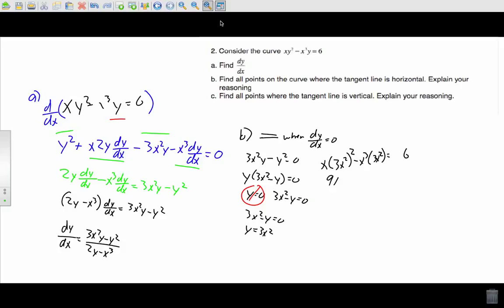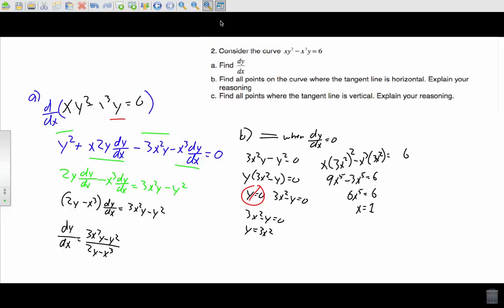So that's 9x to the fifth minus 3x to the fifth is equal to 6. 6x to the fifth is equal to 6. x has to equal 1. x can't be negative 1 because the exponent is odd. So when x is 1, you have a tangent line at the horizontal.